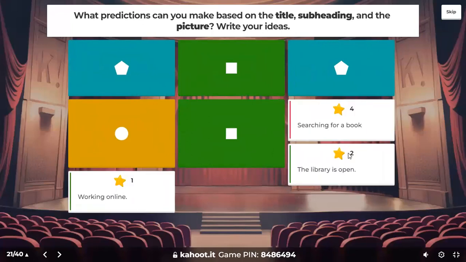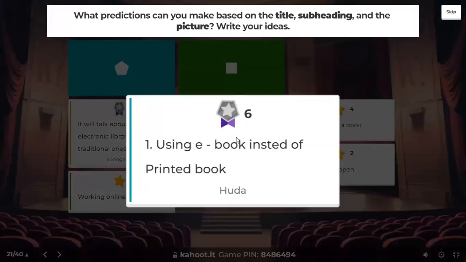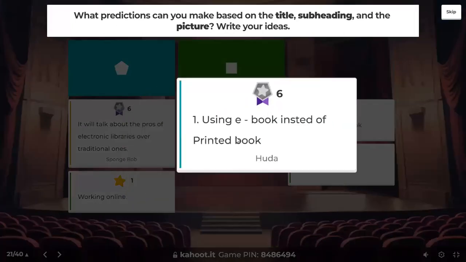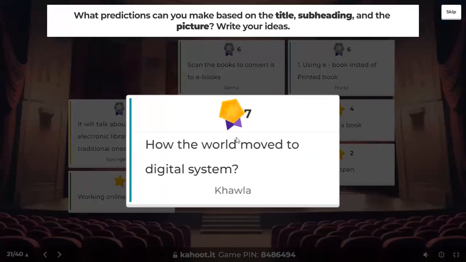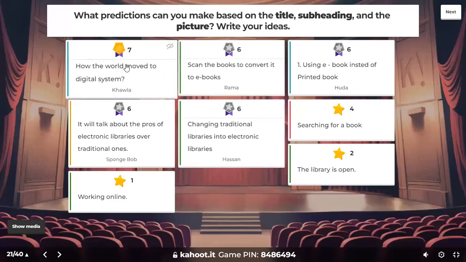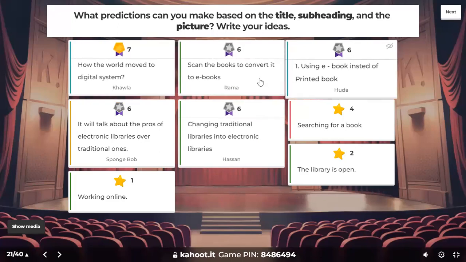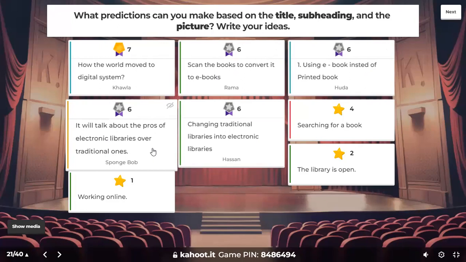Okay, because this is a scored question. Great. Now using ebooks instead of printed books. How the world moved to digital system. These are the students who really scored high in this question. Here we have 7 stars: how the world moved to digital system. Scan the books to convert them to ebooks. Because here you said books, it's fine. This is comprehension. Using ebooks instead of printed books. We talk about the pros and cons of electronic libraries.